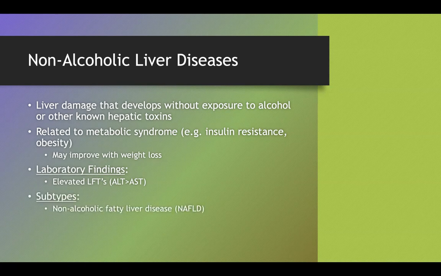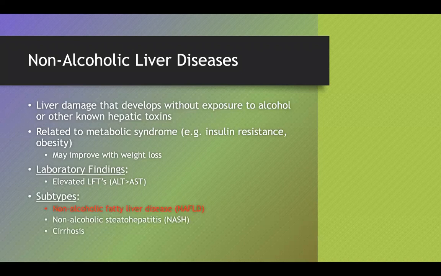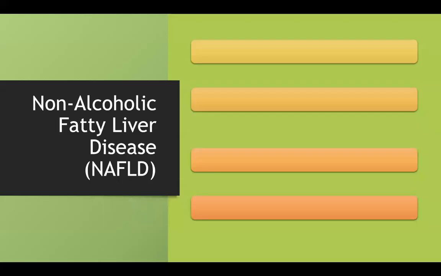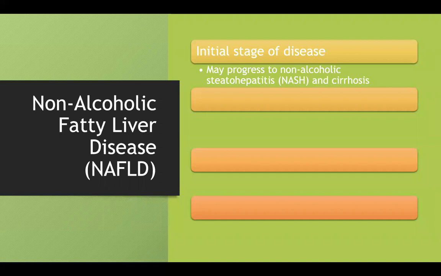And so there are three subtypes of non-alcoholic liver disease. There's non-alcoholic fatty liver disease, also known as NAFLD. You can get non-alcoholic steatohepatitis, or NASH. And finally, the end form of each of these would be cirrhosis. So let's do the same thing we did and break down each of these subtypes, starting with non-alcoholic fatty liver disease. This is our initial stage of the disease, which can progress to the other two subtypes that I just discussed.